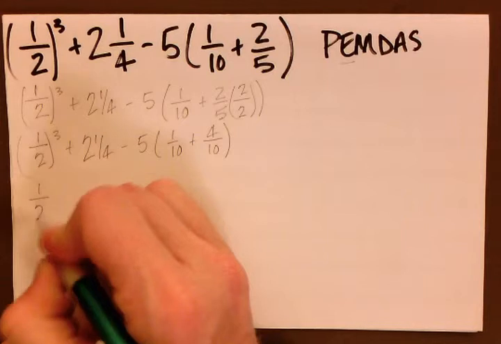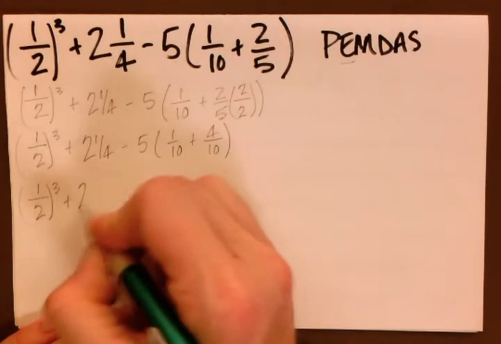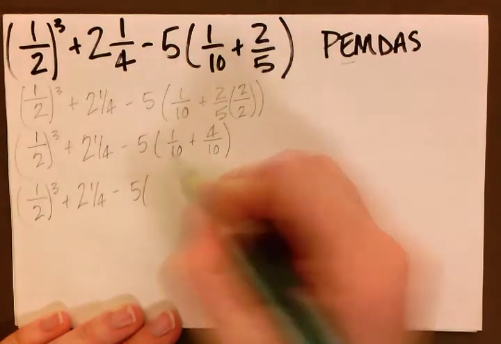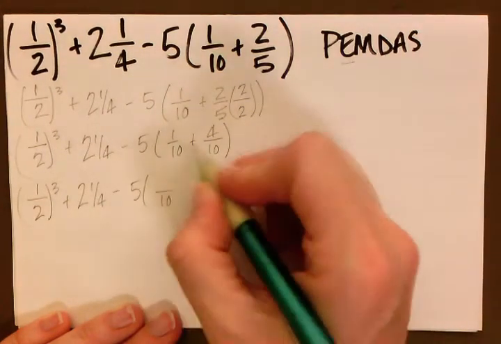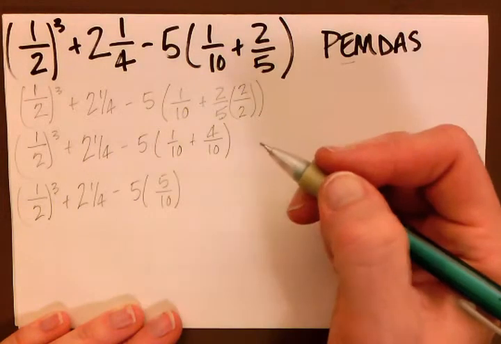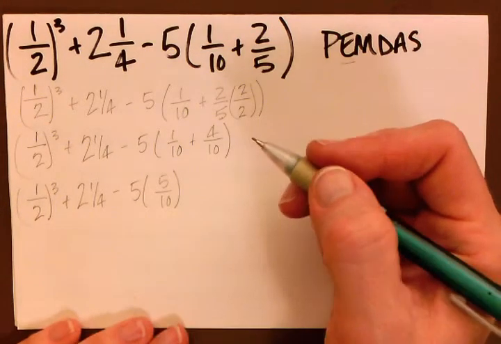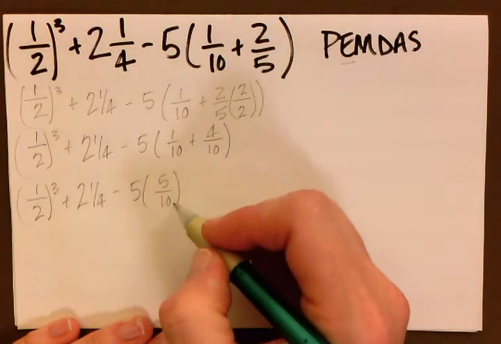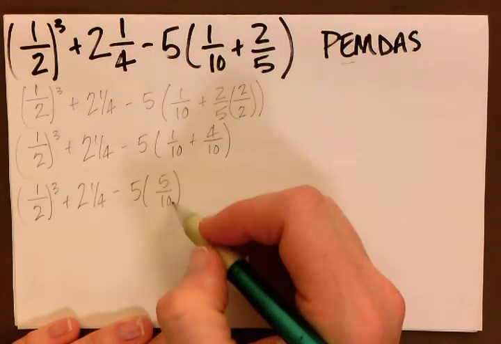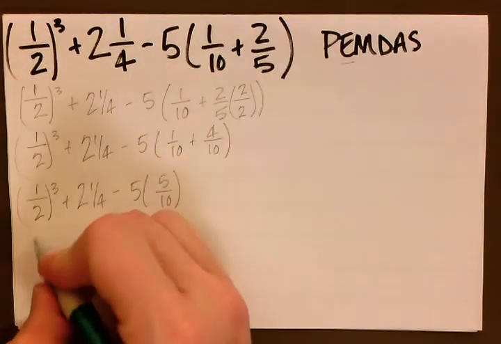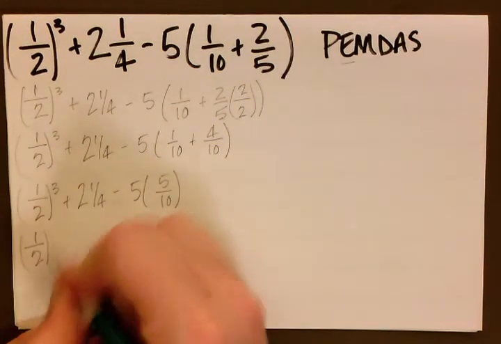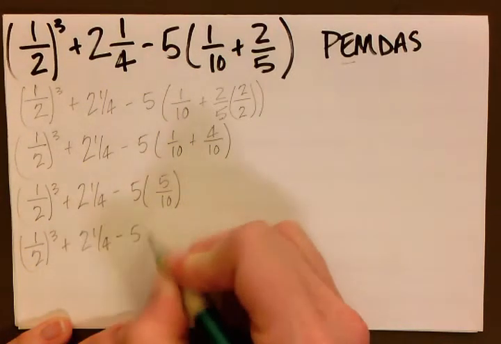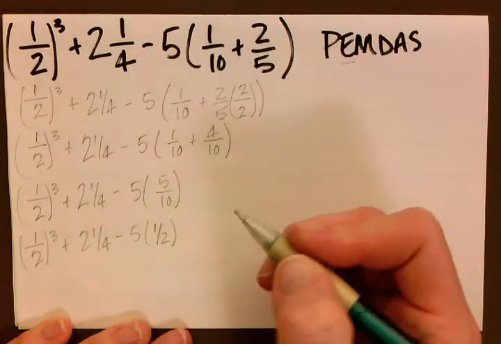Okay, we still have 1/2 cubed plus 2 1/4 minus 5 times, our common denominator is 10, and 1 plus 4 is 5. Okay, we're still working with what's inside the parentheses, and what I'm going to do here is reduce this. 5/10 reduces or simplifies to 1/2. So we have minus 5 times 1/2.